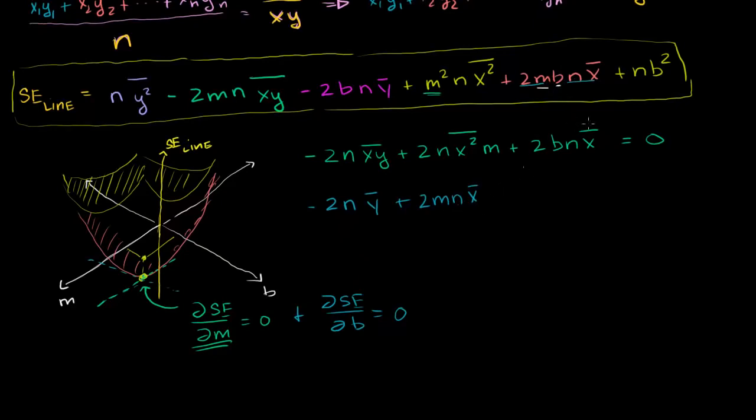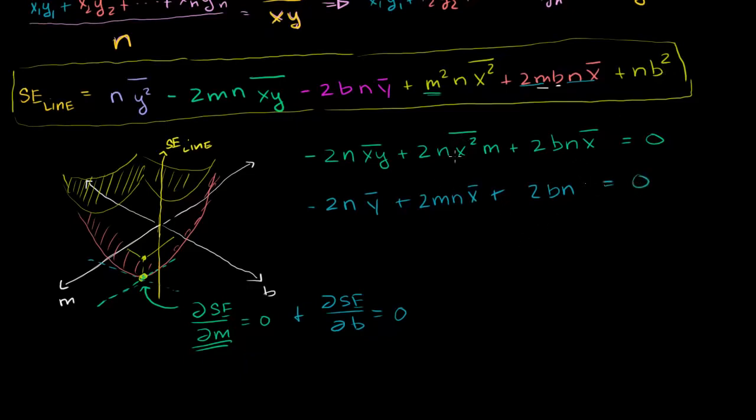The partial derivative of that with respect to b is just going to be the coefficient. And then finally, the partial derivative of this with respect to b is going to be 2nb, or 2nb to the first, you could even say. 2nb is the partial derivative of that with respect to b. And we want to set this equal to 0.